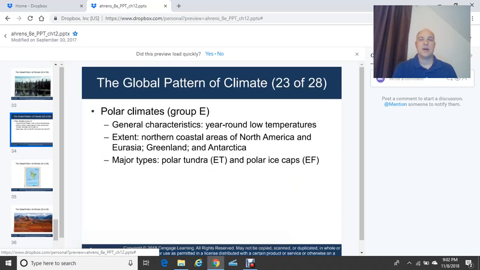All right, now we move on to the polar climates, Group E. The general characteristics of these climates are year-round low temperatures. The extent is northern coastal areas of North America and Eurasia, Greenland and Antarctica.